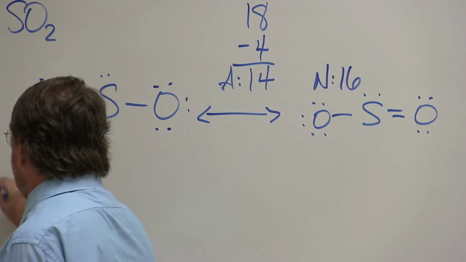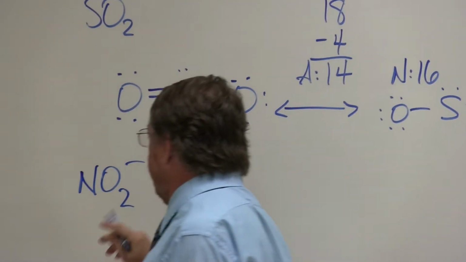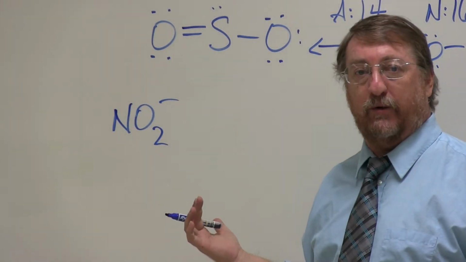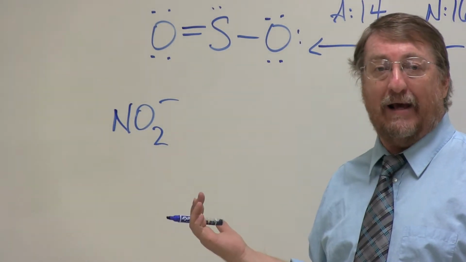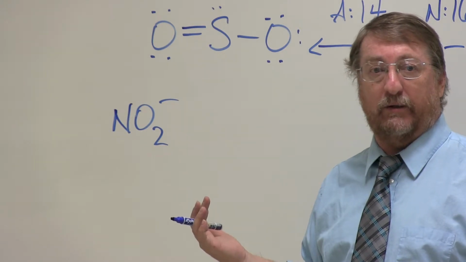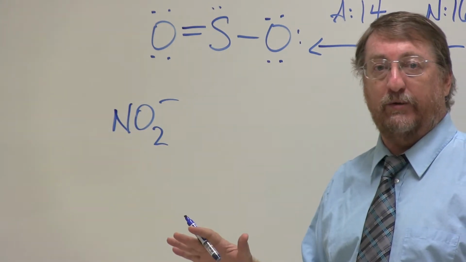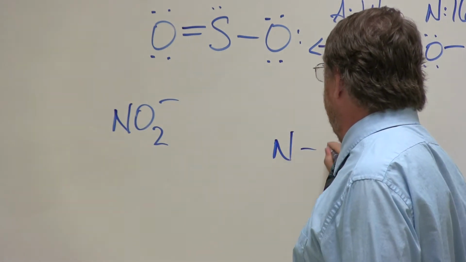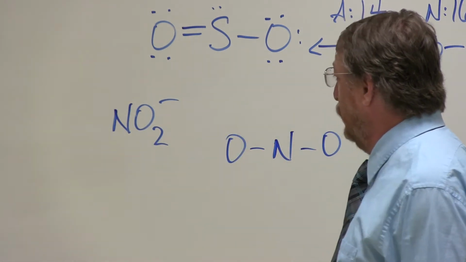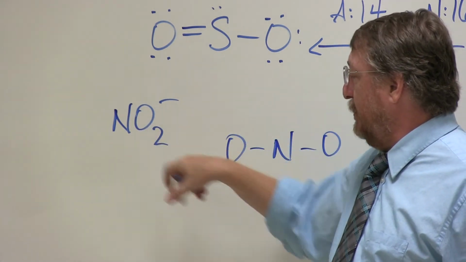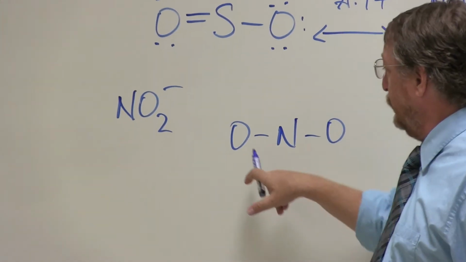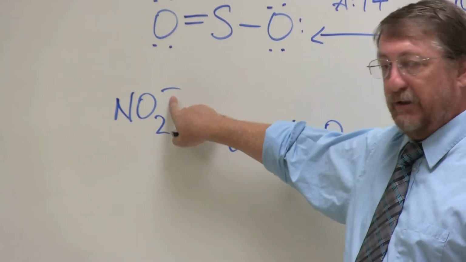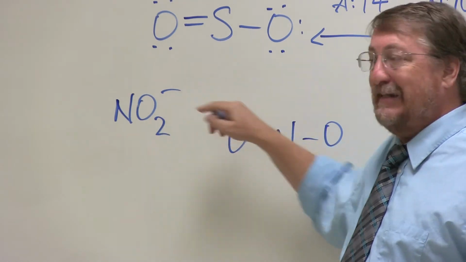Another example would be nitrite, and this introduces the concept of how are we going to handle a charge in a Lewis structure. Well, all we're going to do is add or take away from the total valence electrons. Don't do anything else with that charge. Okay? So here we're going to have the nitrogen in the center, N, O, O, and I go through and calculate my number of valence electrons. I've got 6 plus 6 is 12 plus 5 is 17, but this tells me there's an extra electron. So I have 18 electrons.